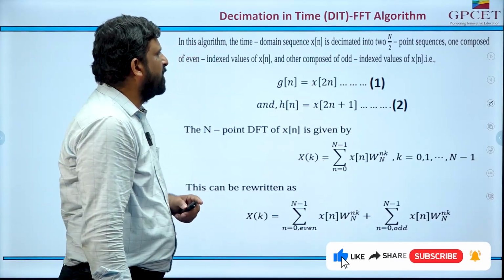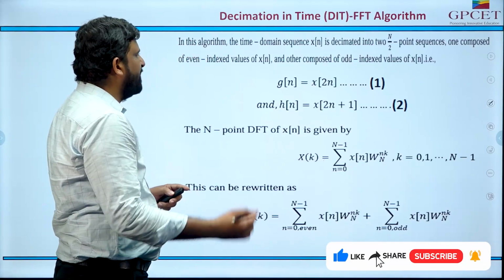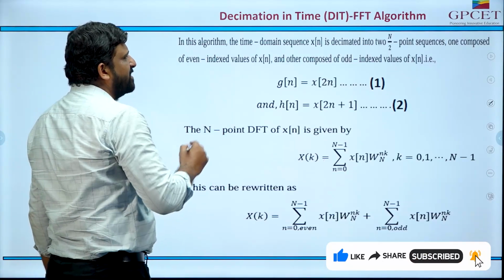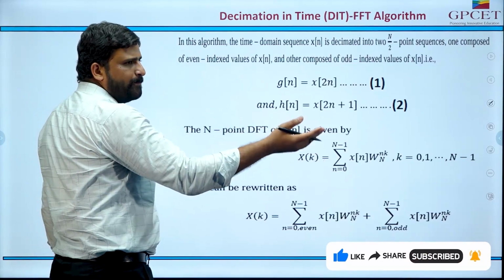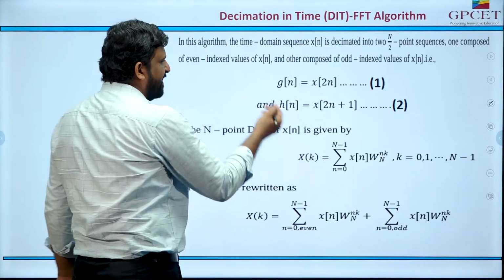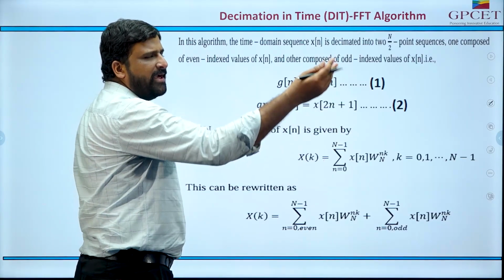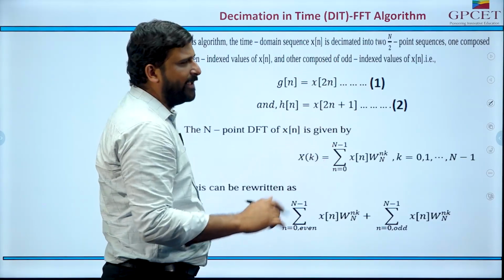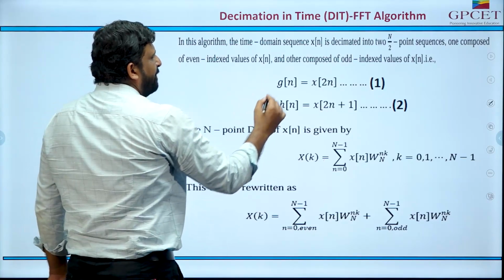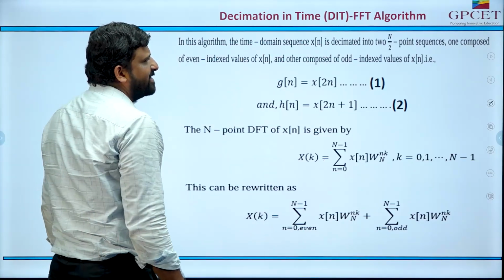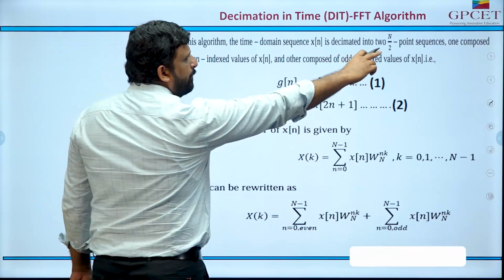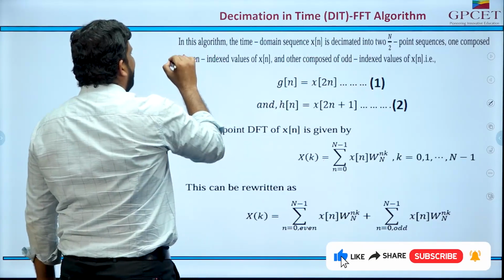Before solving the problem, we will see the simple mathematical expression of this DIT FFT. As we have discussed, this time domain sequence will be subdivided into 2. If N is equal to 8, it will be divided into 4, and 4 will be divided into 2. For that, I am considering the time domain sequence x of n decimated into N by 2 points.